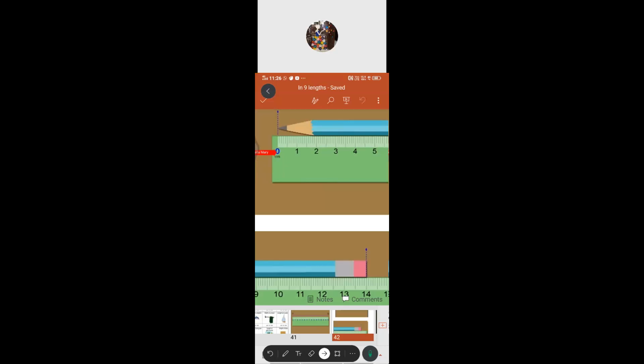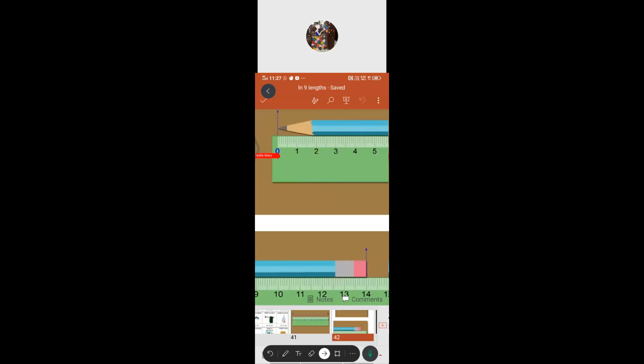So the distance between two numbers, from 0 to 1 or 1 to 2, represents 1 centimeter. Got it? So to measure an item in centimeters, how should we begin? We should be very careful while doing that. See how to handle that one. Keep the pencil on the table, children.